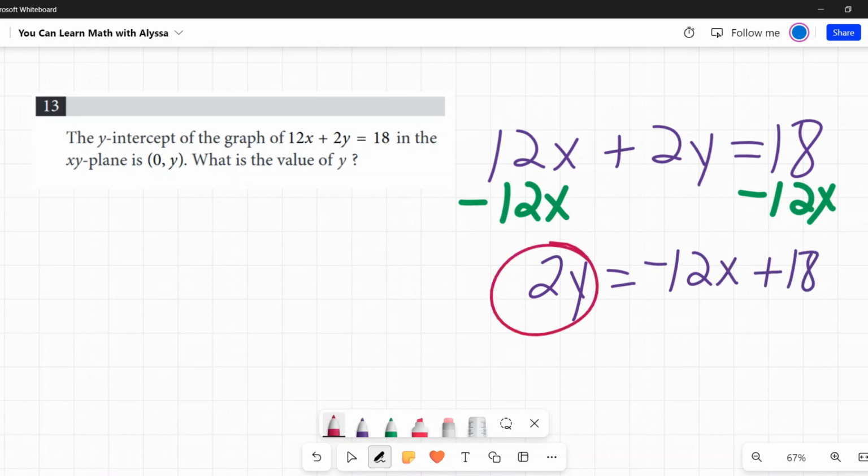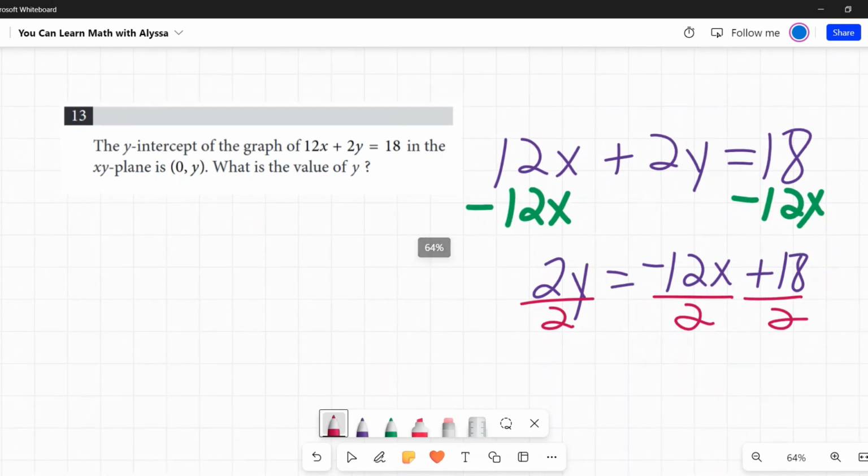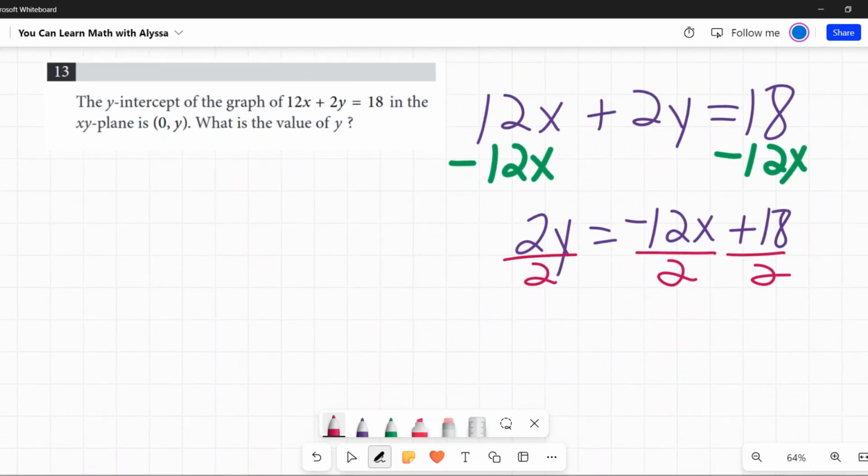Then, because it's 2 times y, I'm going to divide by 2, so I need to divide everything there by 2. I'm undoing that 2 times y. So on the left, 2y divided by 2, that cancels out. I'm just left with y. On the right, negative 12x divided by 2 is negative 6x. 18 divided by 2 is 9.